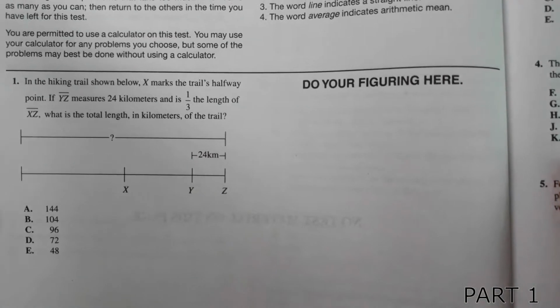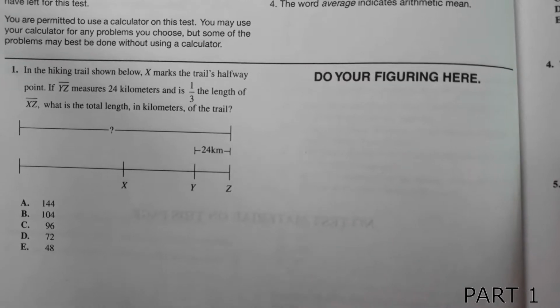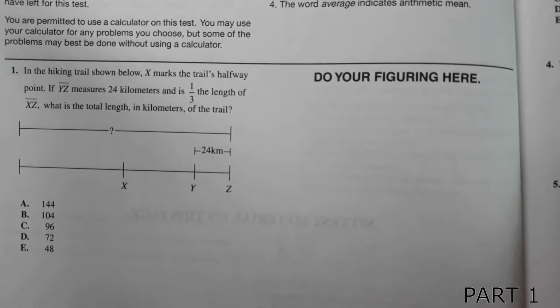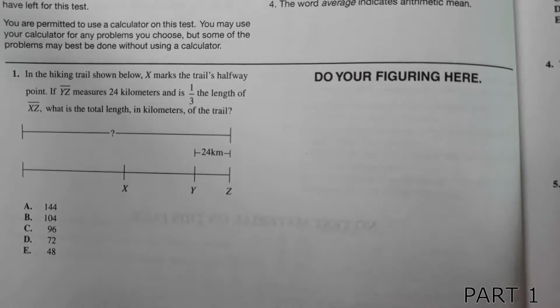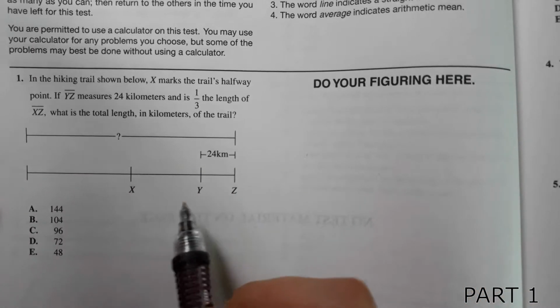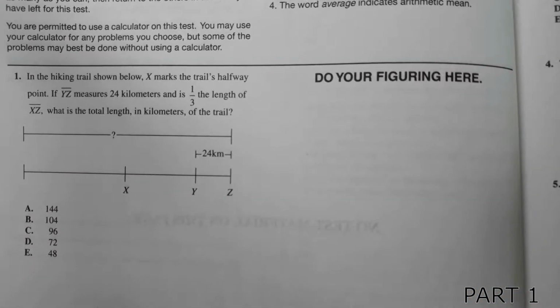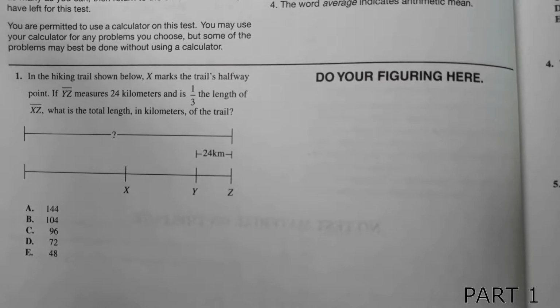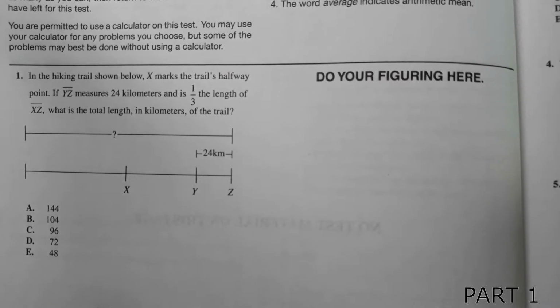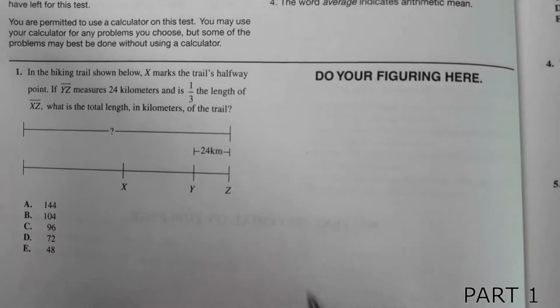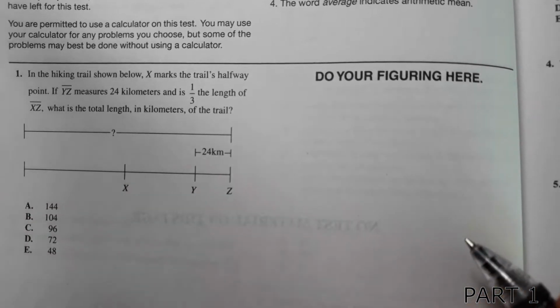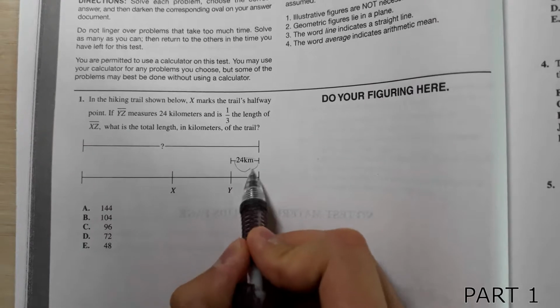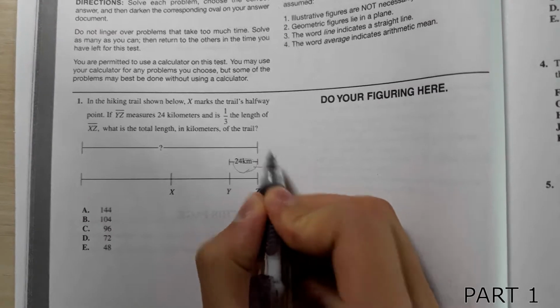Okay, if you look at the question, in the hiking trail shown below, X marks the trail's halfway point. If YG measures 34 kilometers and is 1/3 of the length of XG. Okay, what is the total length? So this thing right here is 1/3.